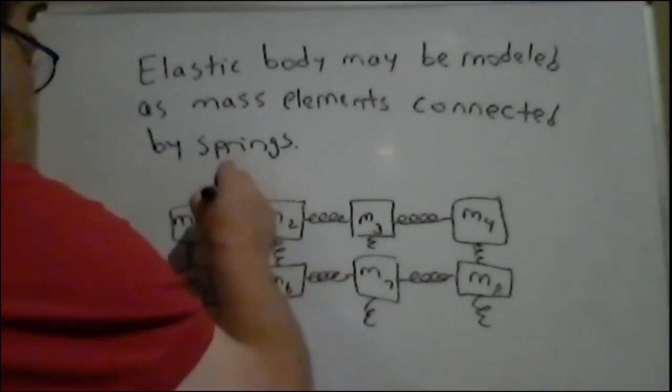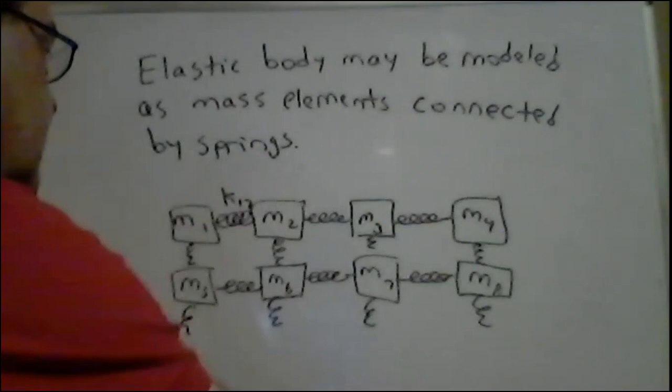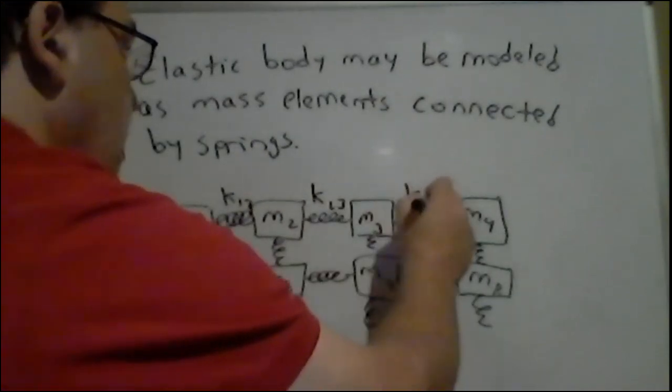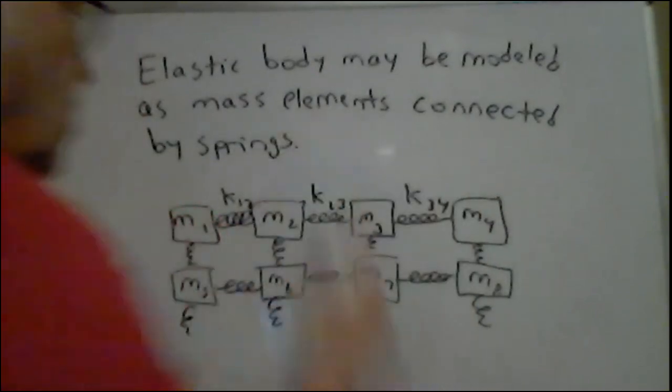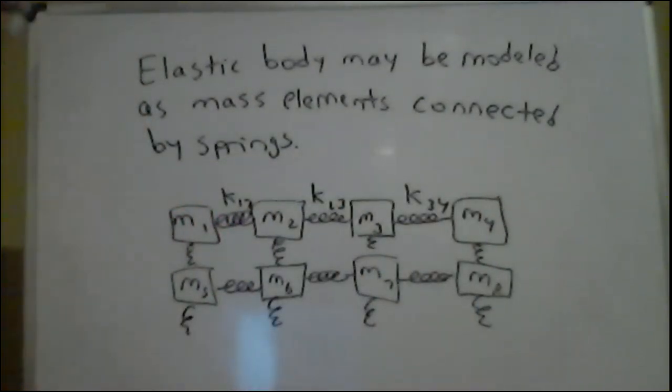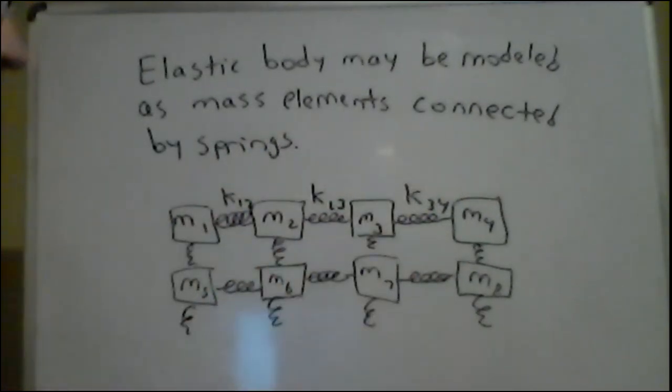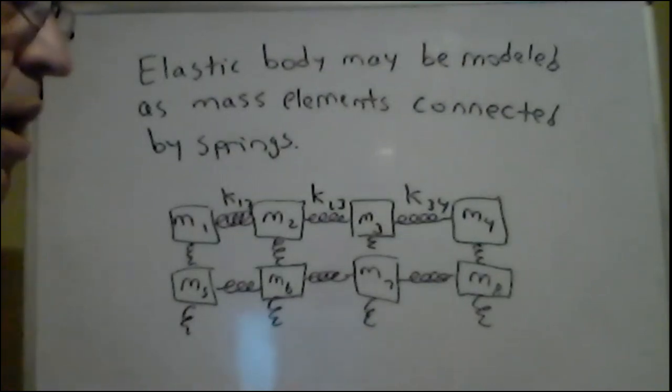Each spring has some sort of spring constant. Let's say this is K12, K23, maybe they're the same, K34, and so on and so forth. Each one of these has its own spring constant even. And so you can characterize these as masses on springs. We've talked about the spring force, a mass on a spring, back when we talked about Hooke's law back in chapter 4. We talked about forces. So again, we can model an elastic body this way.